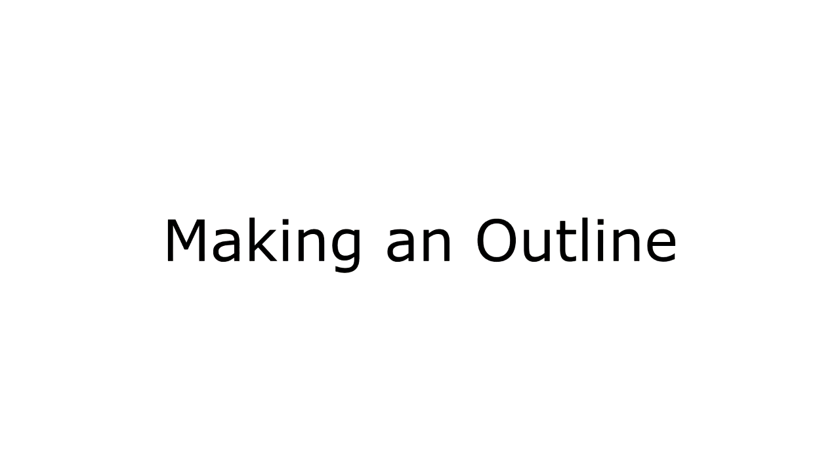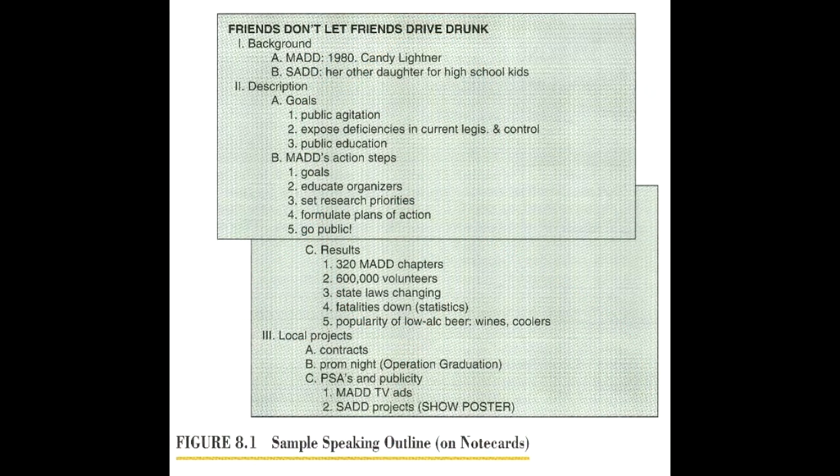Number 5, making an outline. So you want to arrange your speech in a sequence or chronological order. As you can see by this outline, this would probably be placed on note cards. You've got the background, you've got MADD and SADD there, you've got the description, which are goals, and MADD's action steps, and then results. And then number 3 is local projects, like contracts, prom night, and PSAs. That gives you a good idea of what the outline is like.